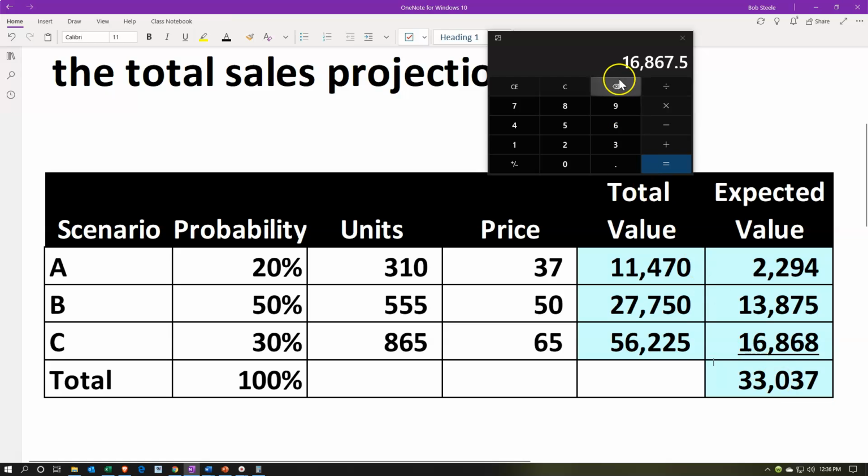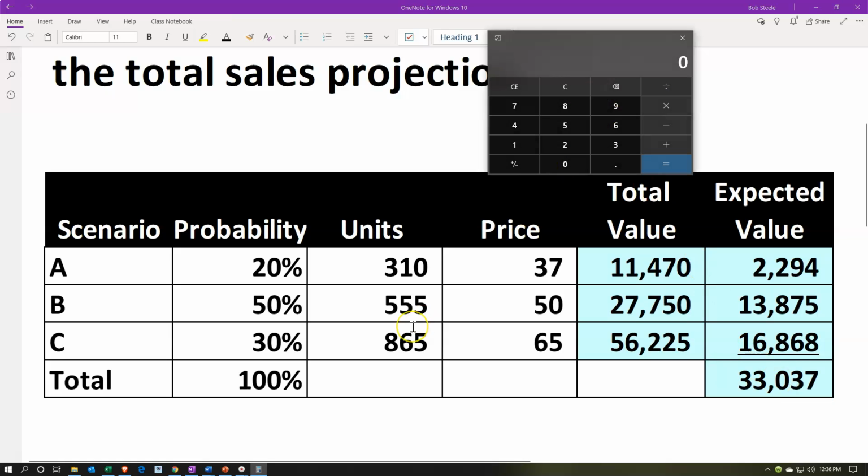If we were to add them up, we take the 2,294 plus 13,875 plus 16,868 to give us the 33,037, and that's a way to average rather than taking one of these component numbers. So we basically average these.